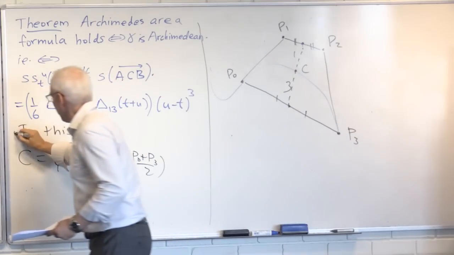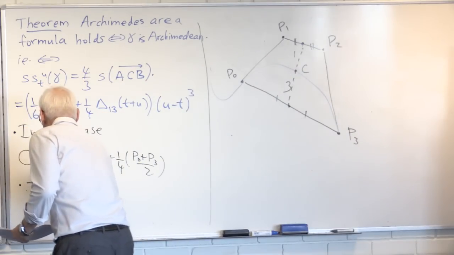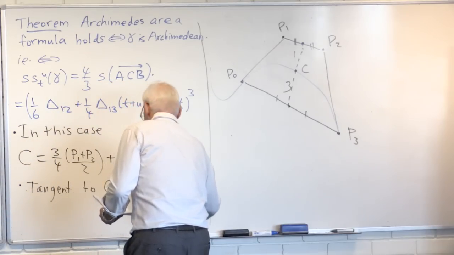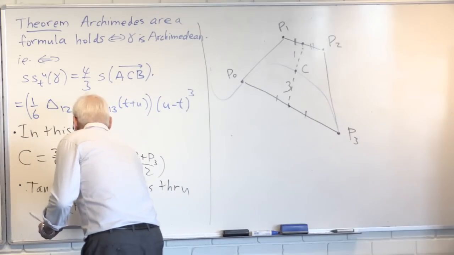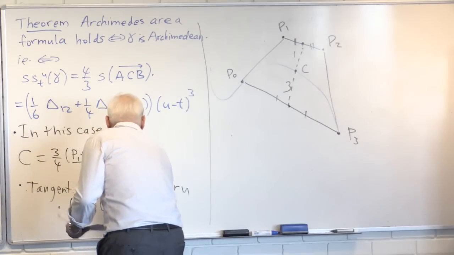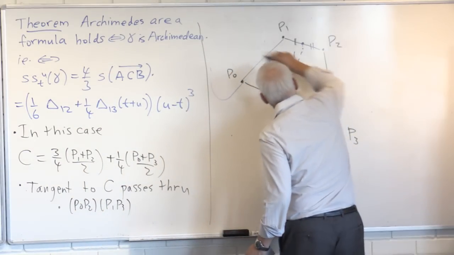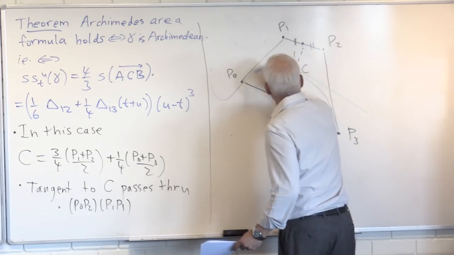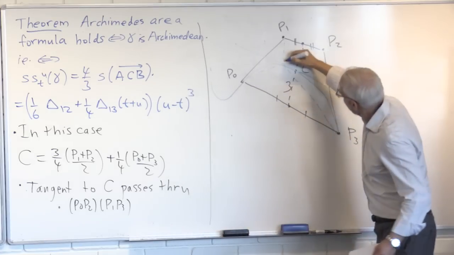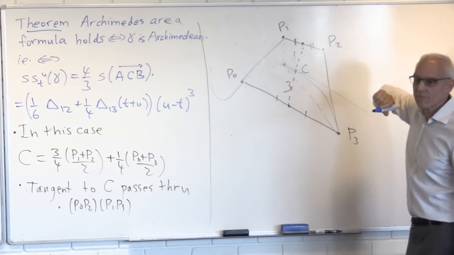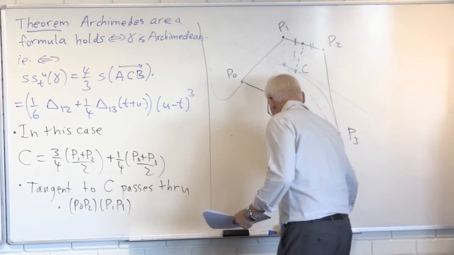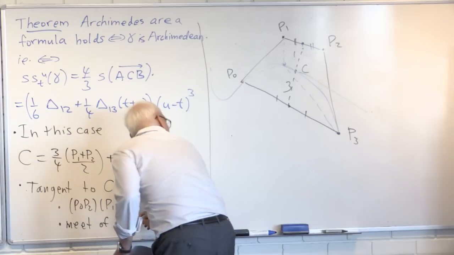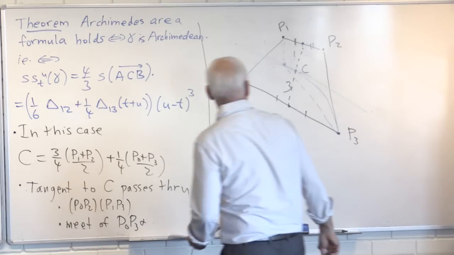In addition, so that's one thing that's true. In addition, the tangent to C passes through the meet of P0 and P2 and P1 and P3. So if we take the tangent to the curve, then on it is the meet of the diagonals. That point there is actually on that tangent. And something else, the tangent also passes through the meet of the base, P0, P3, and the curve.